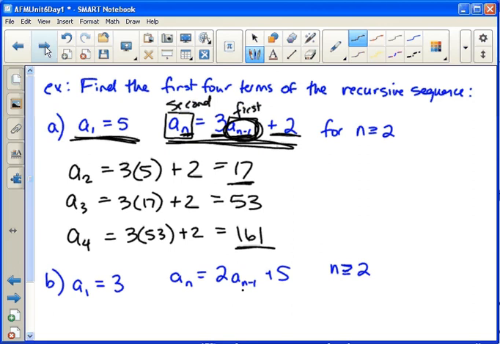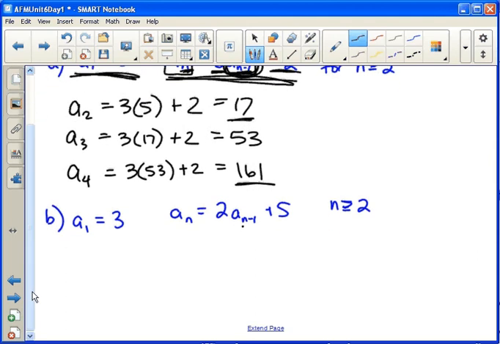So this is our first term. We need to find 3 more. We need to find a total of 4 terms. We're using the same instructions as before. But this time our rule is that we multiply by 2 and then add 5. So I'm not going to write out the work this time. I'm just going to say, okay, I take 3 and I multiply it by 2. That gives me 6. I add 5.